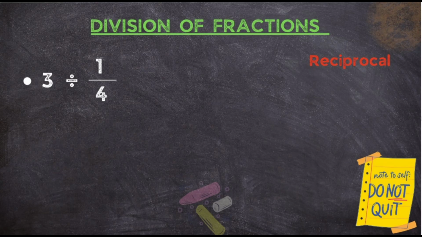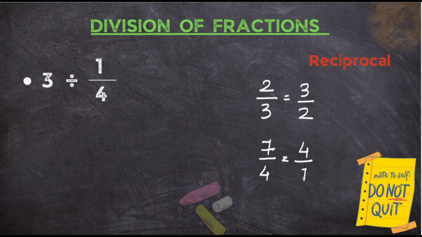For example, if you are given number 2 upon 3, the reciprocal of this fraction will be 3 upon 2. That is, the number in the numerator will go to the denominator and the number in the denominator will go to the numerator. Another example I will take, 7 upon 4. So the reciprocal of 7 upon 4 will be 4 upon 7. One last example I will take. You have fraction 5 upon 8. So the reciprocal of 5 upon 8 will be 8 upon 5.